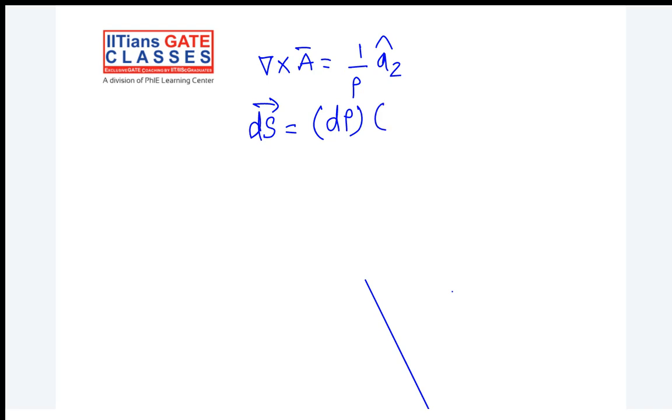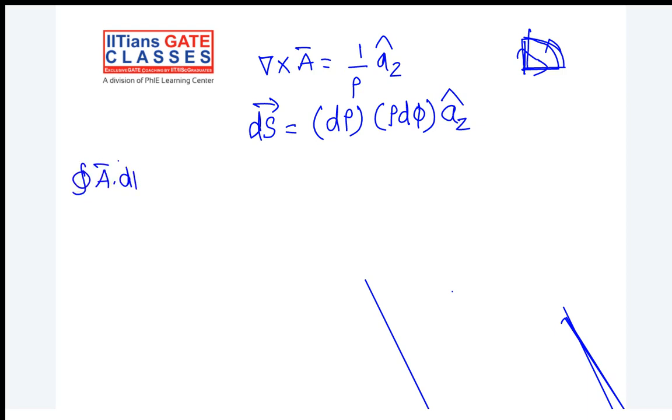Whichever is not varying. So when you look at that surface, wherever rho is changing and phi is changing, z is not at all changing, right? So that represents the direction. So what is the value of the integral A dot dl now? That will be double integral curl of A into ds. Curl of A will be 1 by rho az cap, dot product with ds, which is rho d rho d phi az cap.